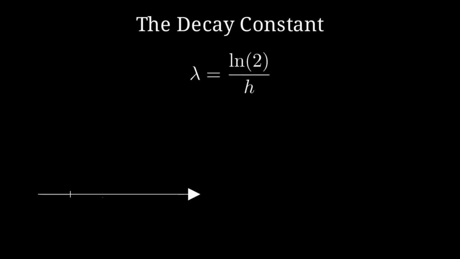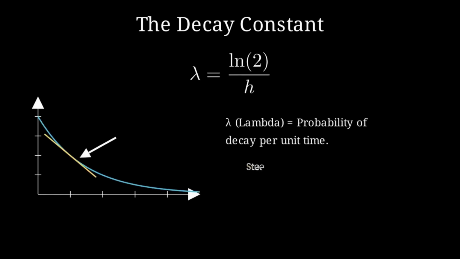We often use the decay constant, lambda, to describe how quickly a substance disappears. It is inversely proportional to the half-life. A very short half-life means a very high decay constant, indicating a highly unstable and active radioactive substance.